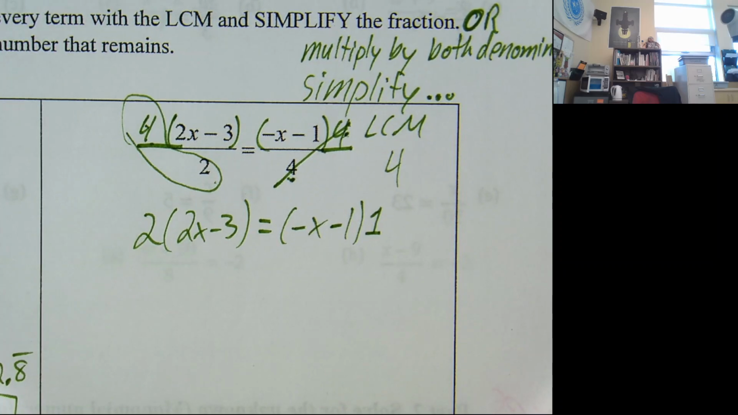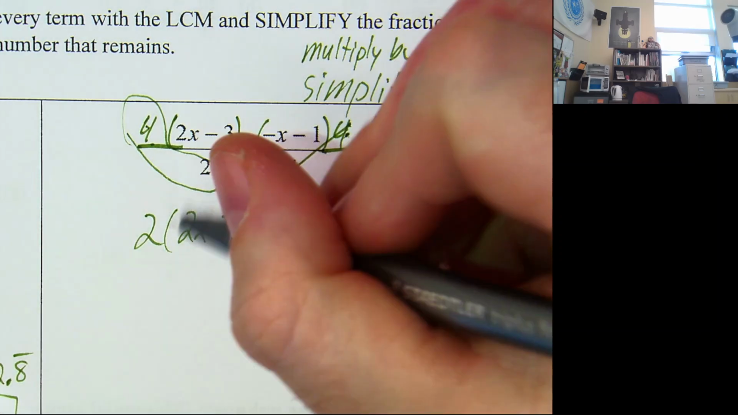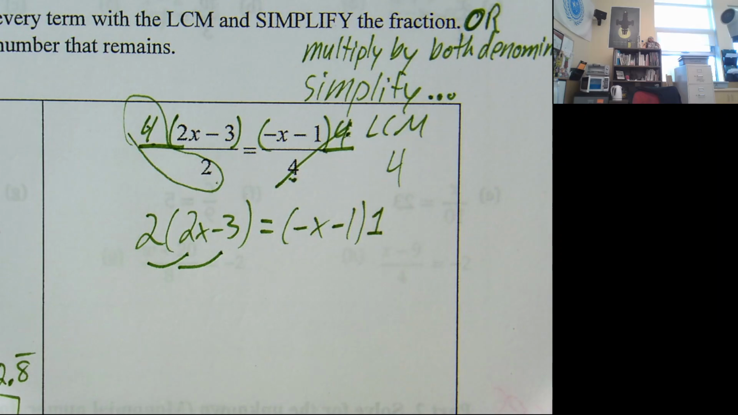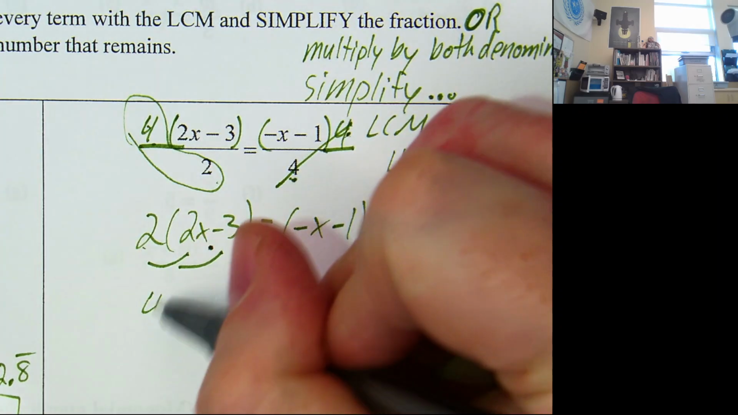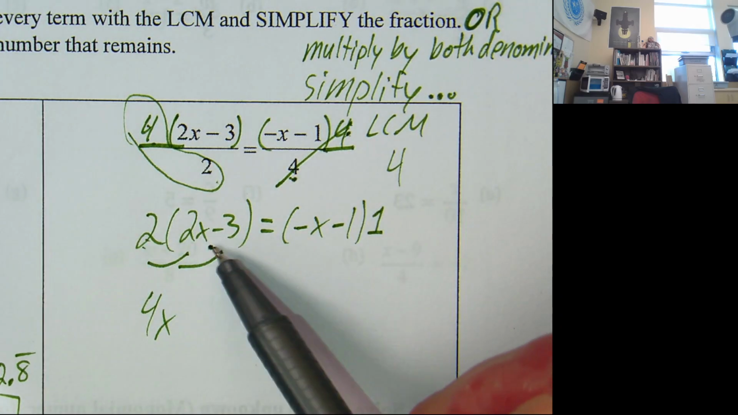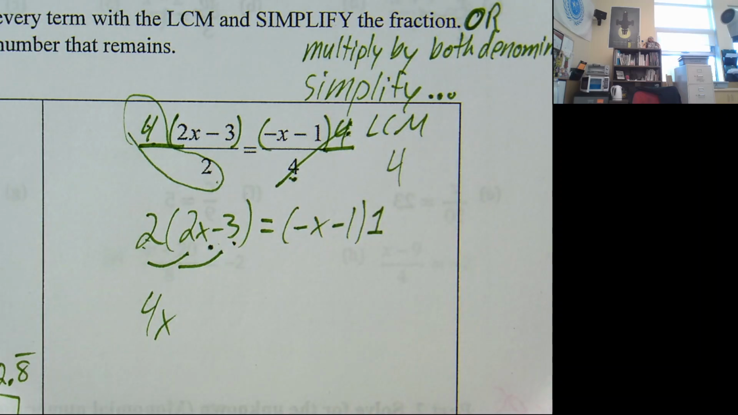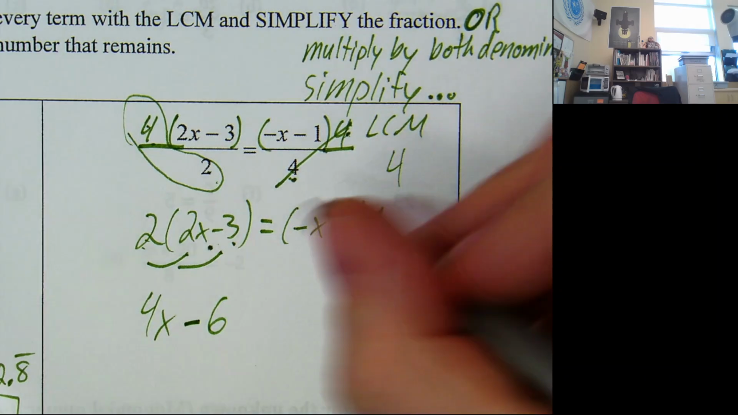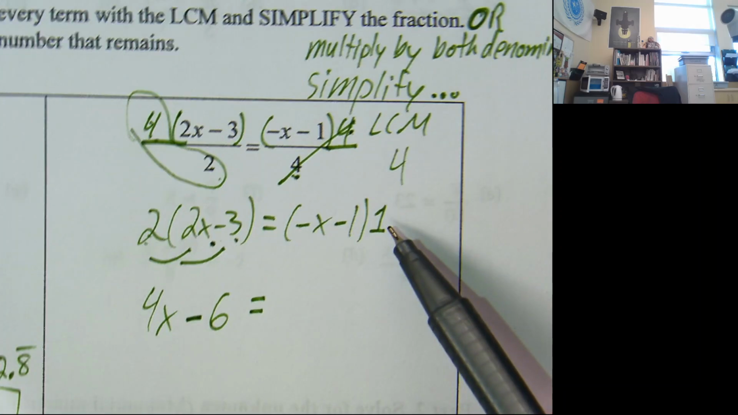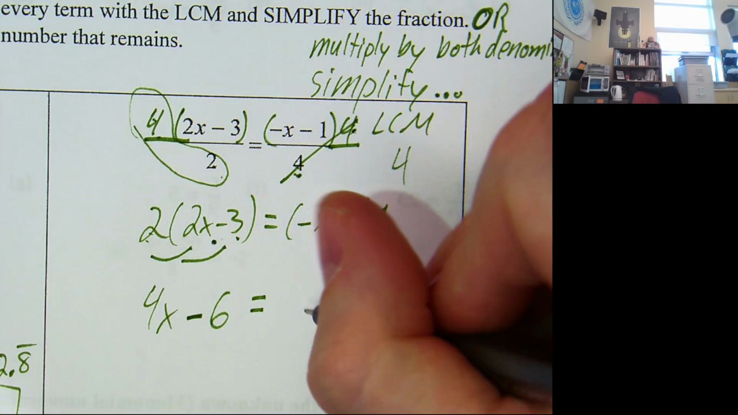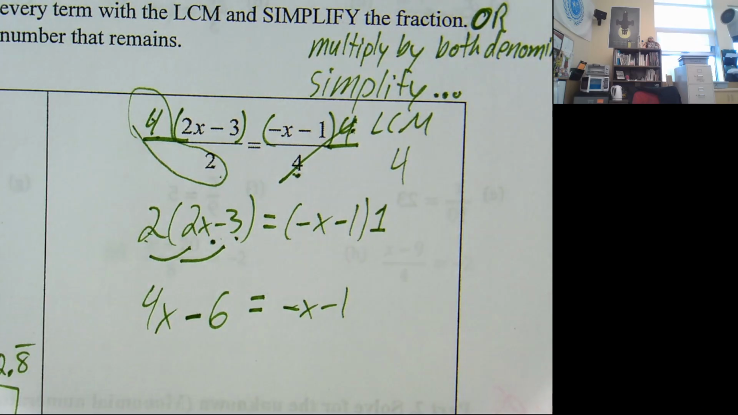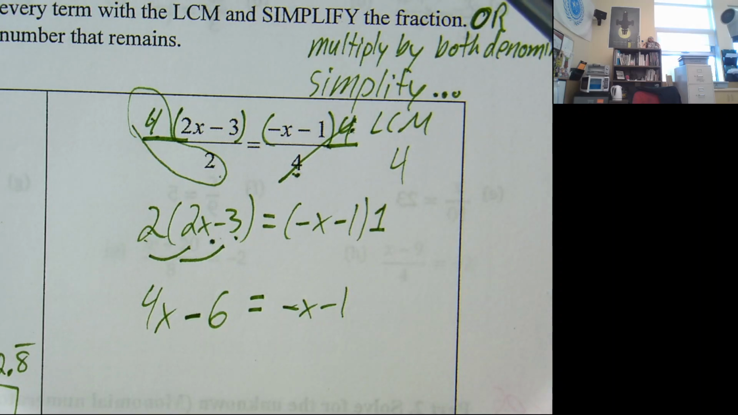And now we distribute. So I'm going to multiply this 2 in here onto both those terms. 2 times 2x is 4x. 2 times negative 3 is negative 6. That's going to equal, well, multiplying by 1, positive 1 doesn't change anything. So I can drop those brackets, and I'm just going to get negative x minus 1 here.